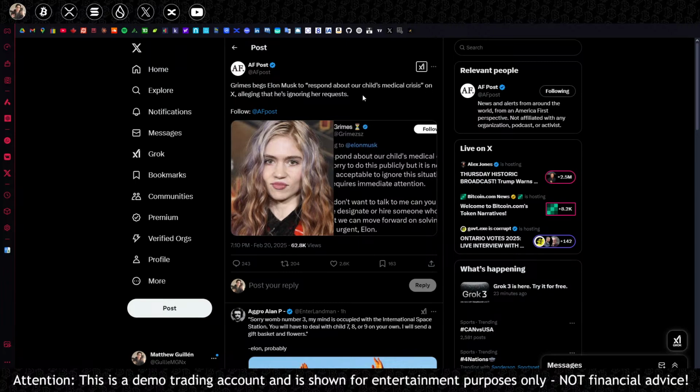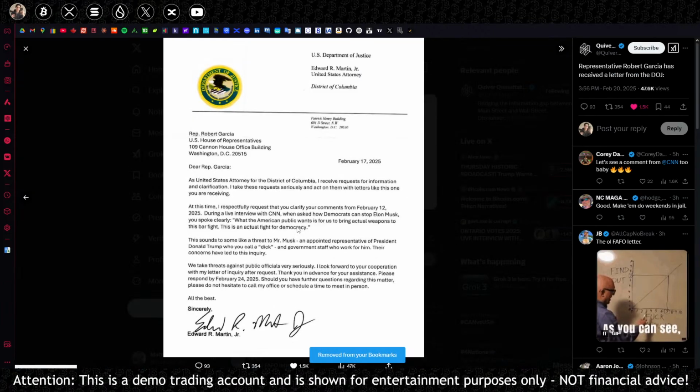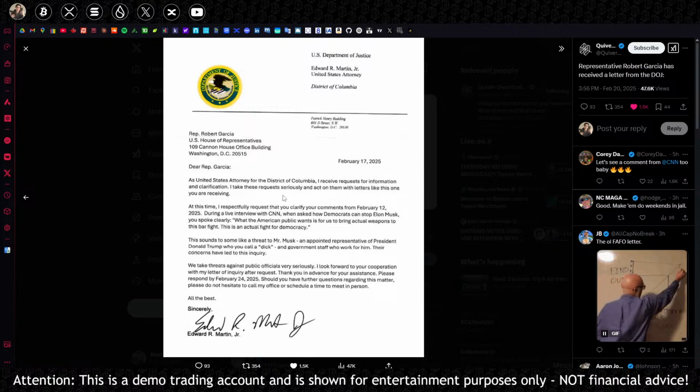Top story. This is pretty funny. Robert Garcia received a letter from the Department of Justice. I'm going to read you a bit of what the letter says. This comes from Edward R. Martin, Jr. "Dear Representative Garcia, as United States Attorney for the District of Columbia, I receive requests for information and clarification." He takes it seriously.